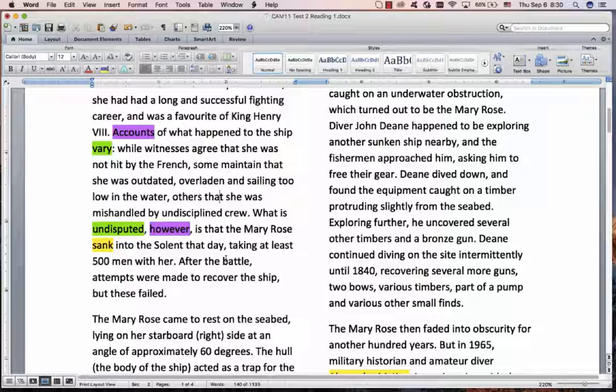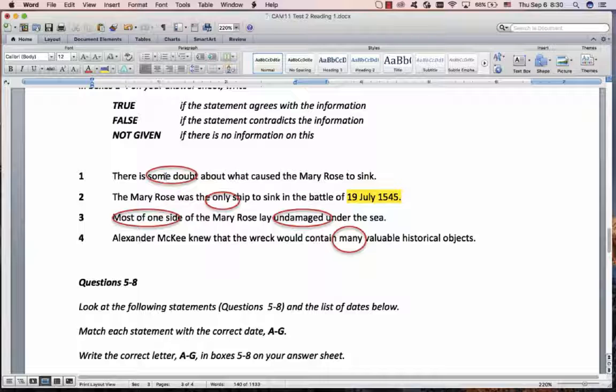And then, was it the only ship to sink? I see nothing about other ships sinking. So that means there is some doubt what caused the Mary Rose to sink, because some people say one thing, other people say another thing. We are not sure, and that's what doubt means. That's true. Was it the only ship to sink? We don't know. There's nothing there about other ships. So that must be not given.